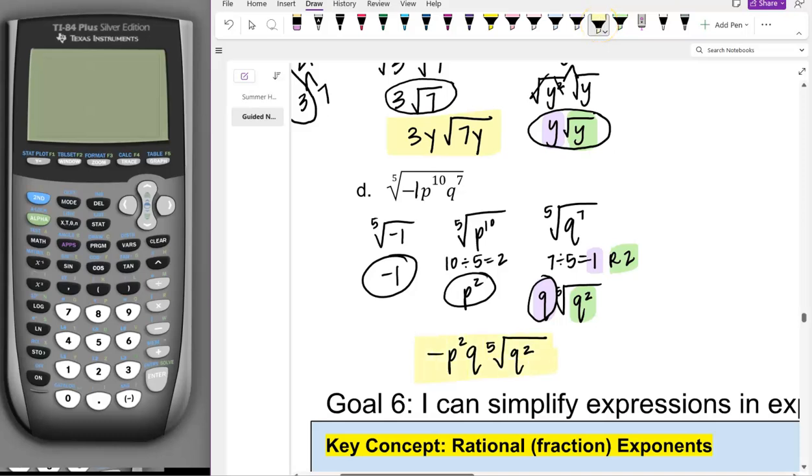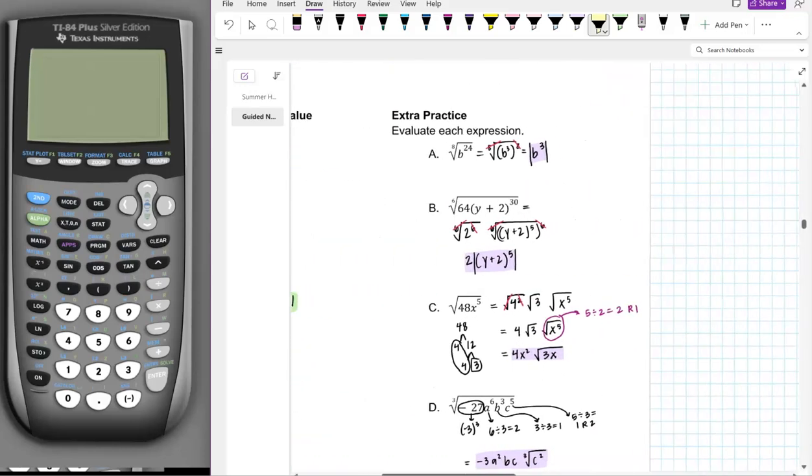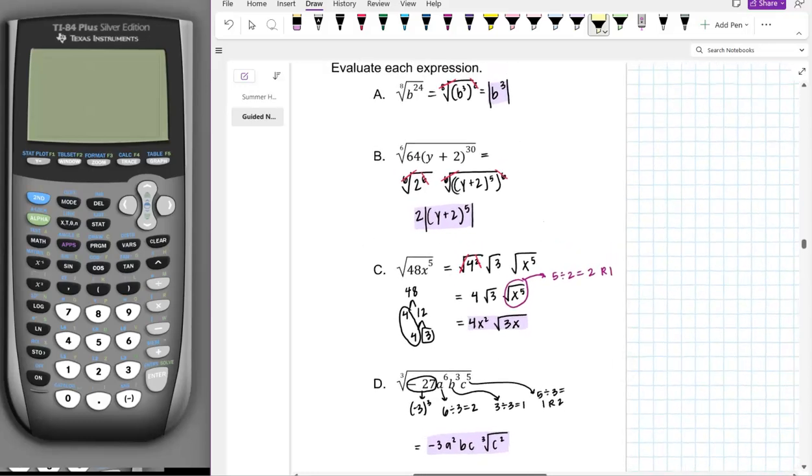Go ahead and try the practice problems that are on the right, and I'll show you the correct answers. Here are the answers for those. Notice you have absolute values on A and B. That's because you took the even root of an even exponent and you got an odd answer. And that wraps us up for radicals.